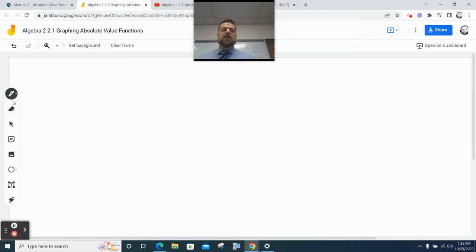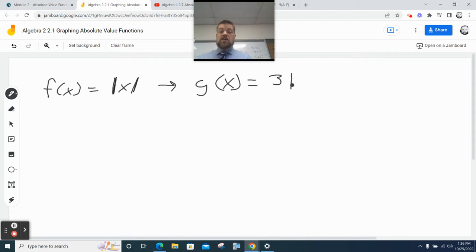So what I want you guys to do is we're gonna write this function down. f of x is equal to the absolute value of x. And then we're going to transform that to g of x is equal to 3 times the absolute value of x plus 2, minus 1. Okay?